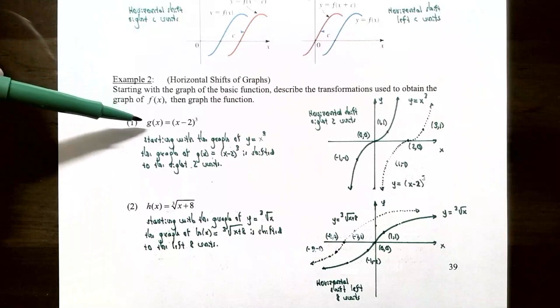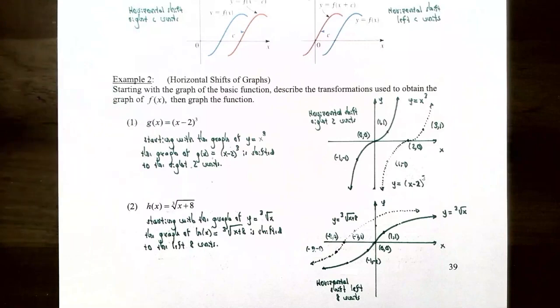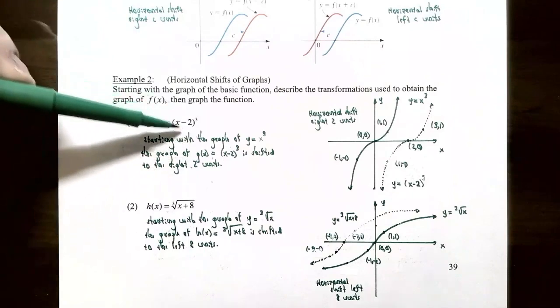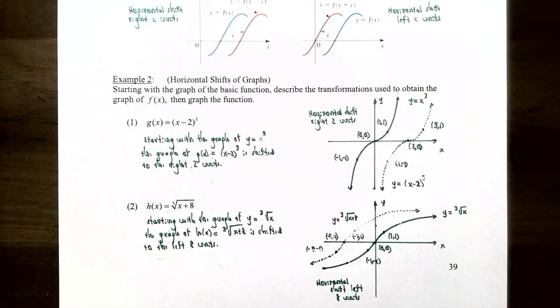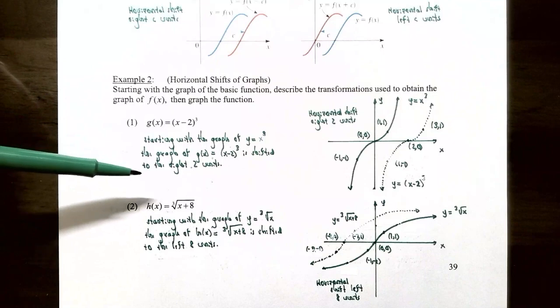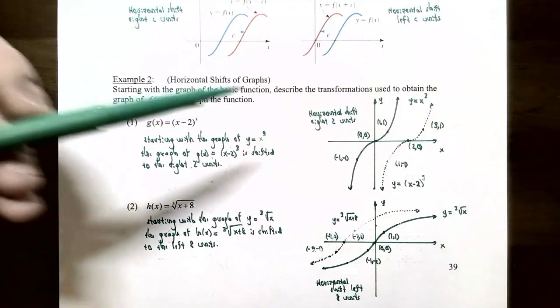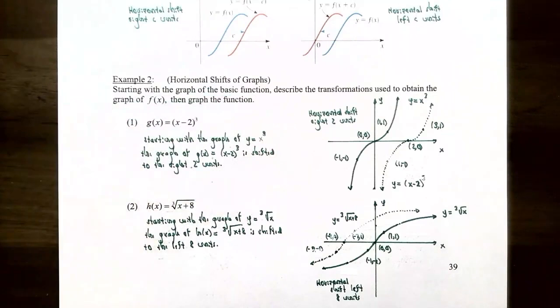And so if you want to graph the function g of x equals the parentheses x subtract 2 all cubed, there's a subtract 2 inside the parentheses, so that means that you're shifting the entire graph to the right 2 units. So that would be a horizontal shift right 2 units to be the transformation. And so all the x values are affected. You need to add 2 to the x value, but the y value stays the same.